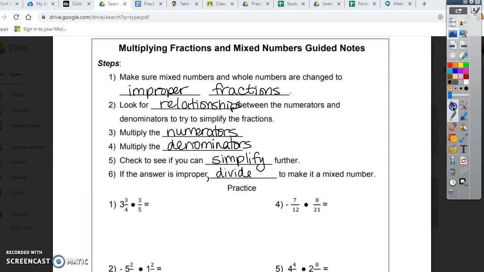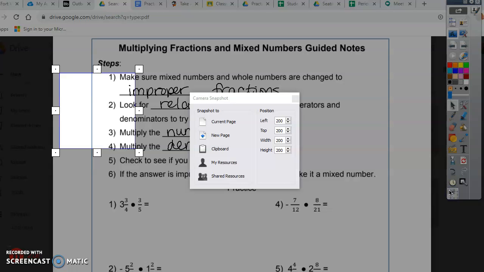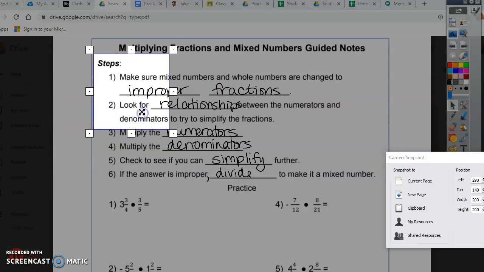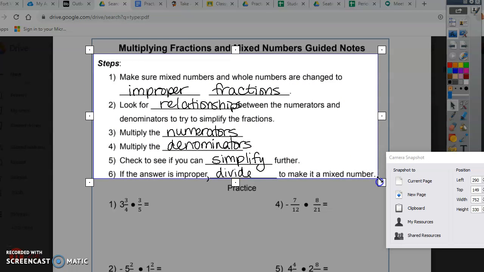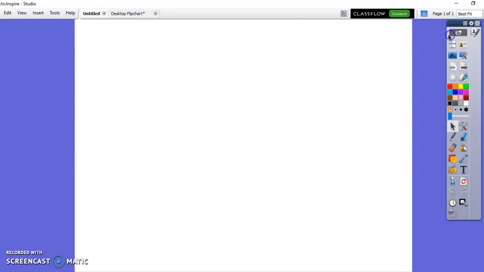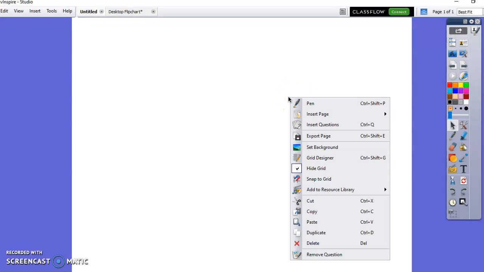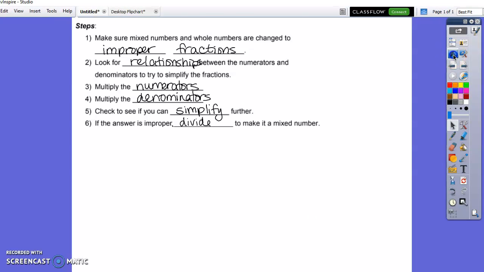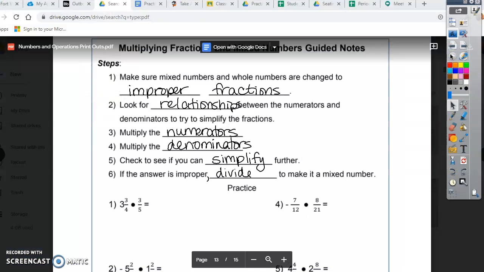So I am going to copy this and put it on a different page as we do the next step, okay? Clipboard, put that over here. And we are going to do the problem 3 3/4 times 3/5. So first step, make it improper. Texas. We've been doing this on our practice sheets. 4 times 3, 12. 12 plus 3, 15 over 4 times 3/5.